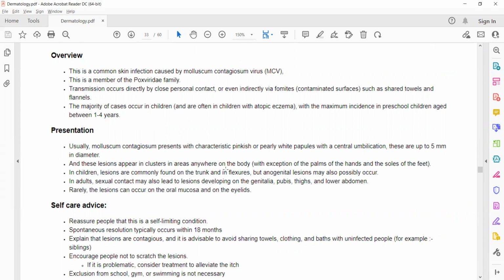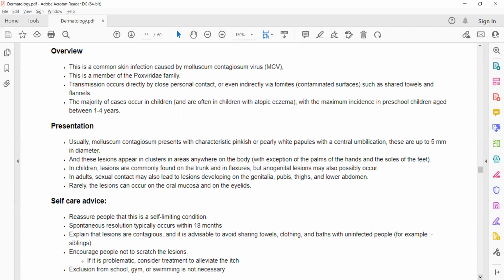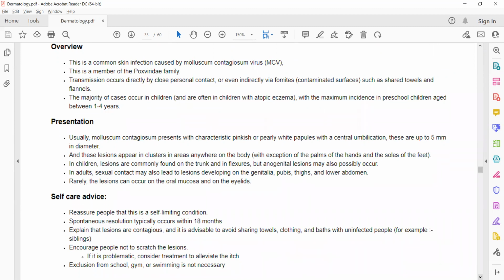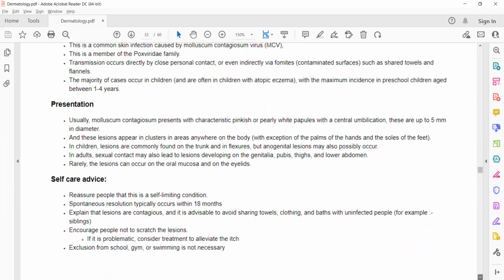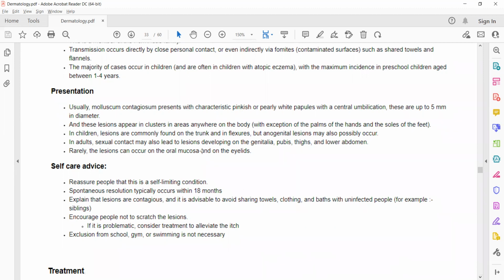These lesions appear in clusters in areas anywhere on the body. They do not occur on the palms of hands and soles of the feet. So they do not occur on palms and soles. Other than these two areas, they can occur anywhere in the body. They are more commonly found on the trunk and on the flexors.